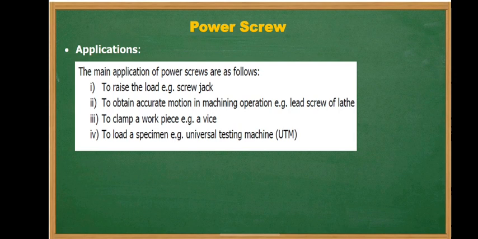So here are some applications of the power screw. First is to raise the load, as in the case of a screw jack; to obtain accurate motion in machining operations, as in the case of the lead screw of the lathe machine; to clamp a workpiece, for example a machine vise; and to load a specimen, as in the case of the universal testing machine.